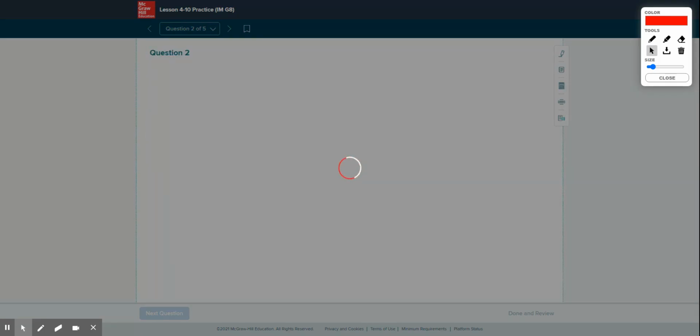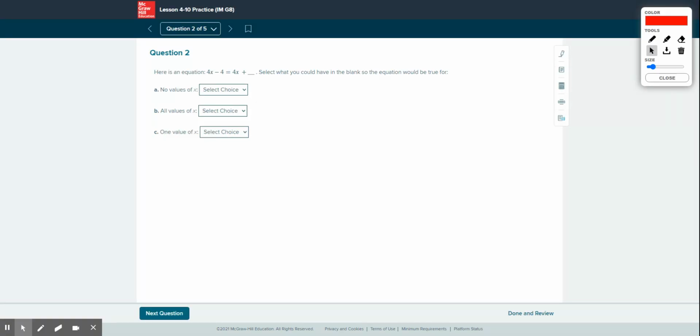Question number 2. This is just one question. Here's an equation: 4 times (x minus 4) is equal to 4 times x plus what? Select what you could have in the blank so the equation would be true for no values of x. So we want this to be absolutely false. What number can I substitute there to make this completely false? Remember that we have a 4 times x and a 4 times x, which means that if I eliminate those, I'm just left with my constant values.